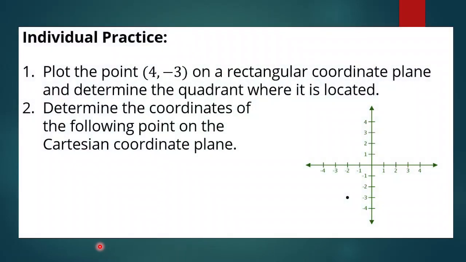Next is, of course, for this video, let's have an activity, right? So, number 1, plot the point for negative 3 on a rectangular coordinate plane and determine the quadrant where it is located. Number 2 is determine the points of the following point on the Cartesian coordinate plane. It's right here. Okay? So in this part, students, if you've reached this part of the video, I would like you to put your answer on the comment section below. Or you can send it to me through Messenger, you can PM me naman. Right? That's how we are going to do this activity.